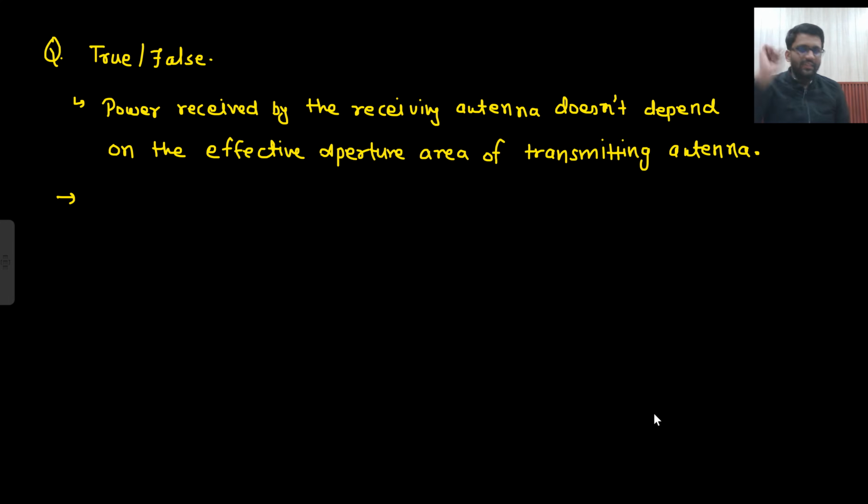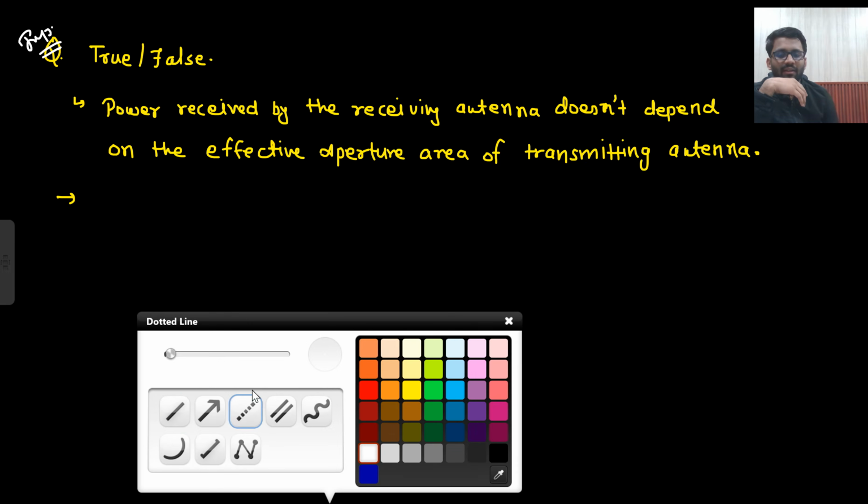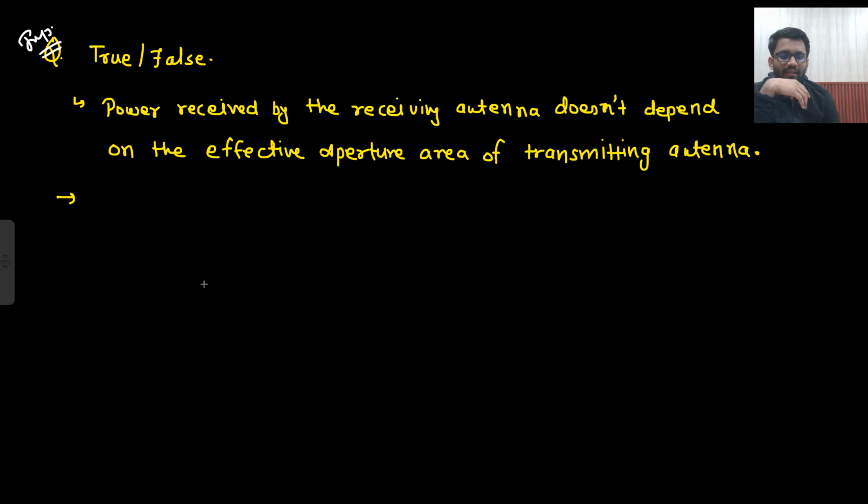Now this statement is also very important. Let me know whether it is true or false. What I am saying is, power received by the receiving antenna does not depend on the effective aperture area of the transmitting antenna. Did you understand the statement? Like, this is my transmitting antenna, and this is my receiving antenna.